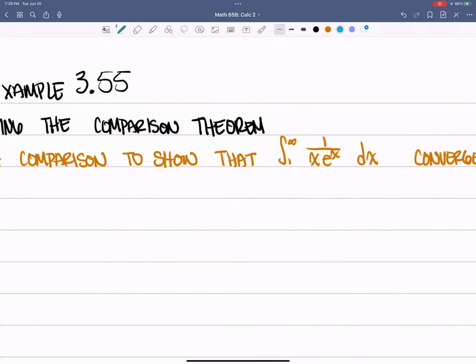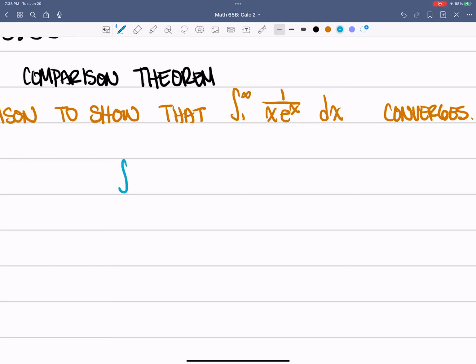So we have the integral from 1 to infinity of 1 over x e to the x dx. That is always going to be less than or equal to the integral from 1 to infinity of 1 over e to the x dx, or you could think of it as e to the negative x. Just think of it starting at 1. Whenever we have 1, we have e to the 1. That's where it's going to be equal.